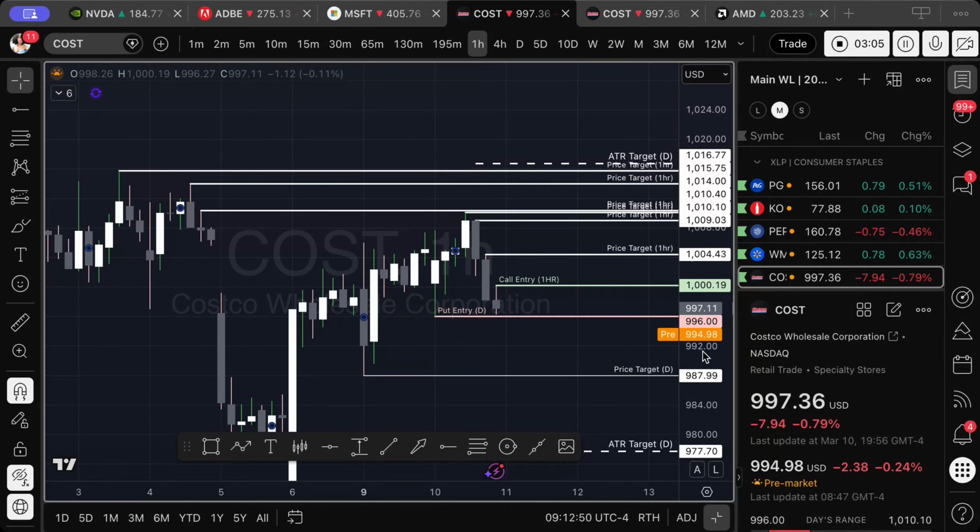So the ATR target is not a guaranteed area that we will get to. It basically just means, hey, if today is the day that Costco decided to do nothing but drop, that's where it could get to. Now, to the upside, I would be looking at anything in the money to 1010. So 1010 on the strike price.